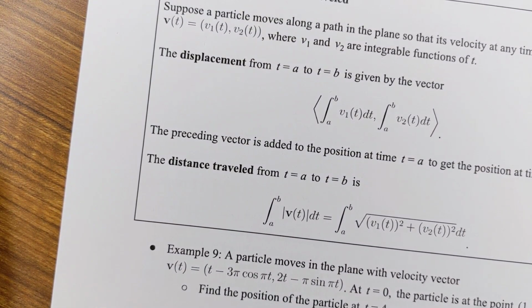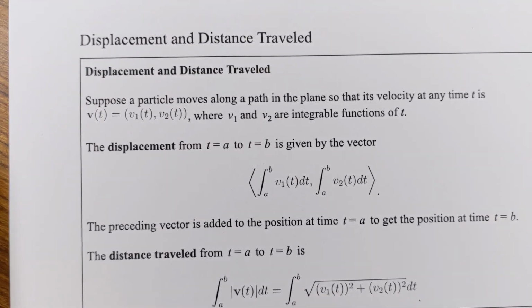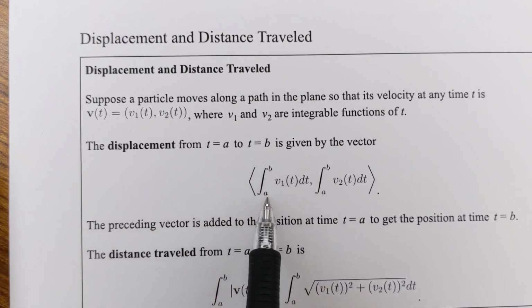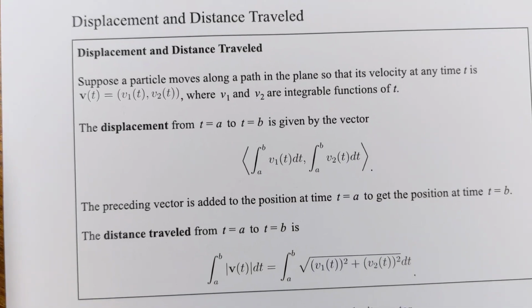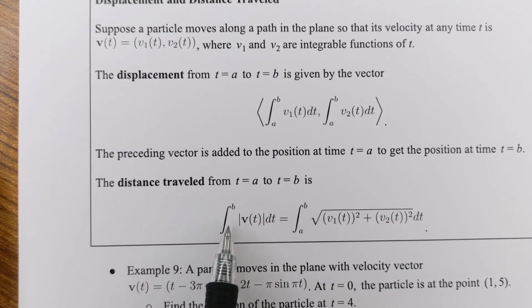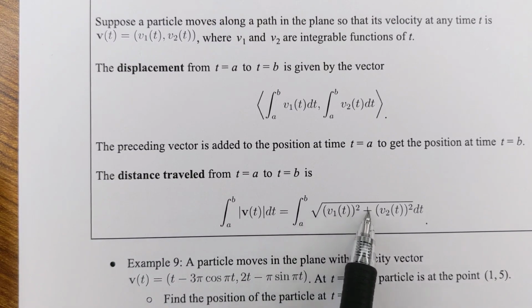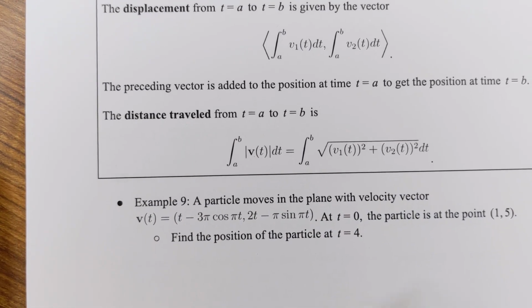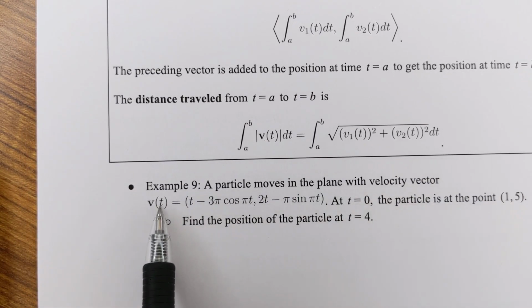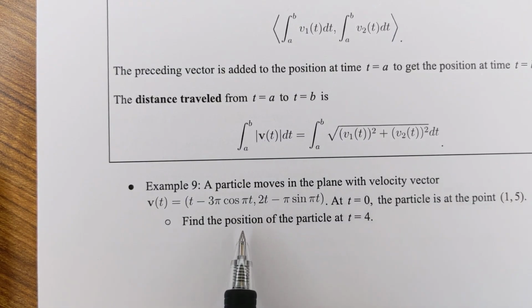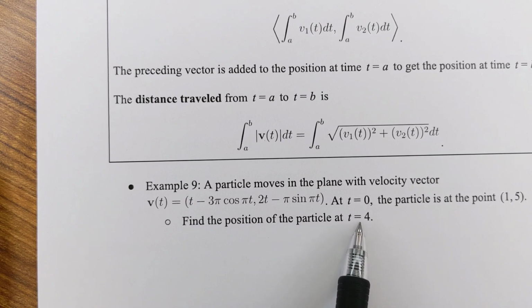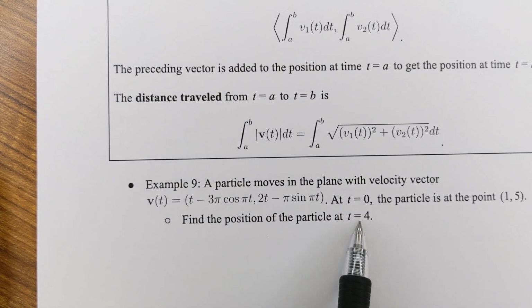All right, displacement and distance traveled. So here's some more formulas. So displacement, integrate the two vector components separately. Distance traveled is the integral of the magnitude. So looks like this. All right, so particle is moving in a plane with velocity vector, blah, blah, blah. At t equals 0, the particle is at point 1, 5. Find the position of the particle at t equals 4.